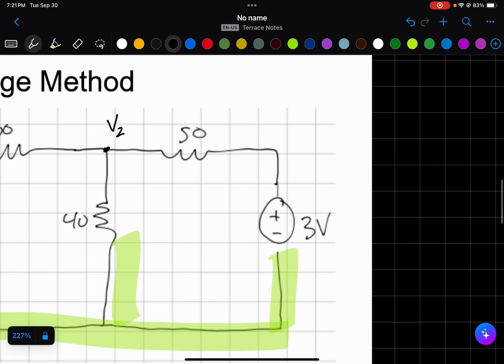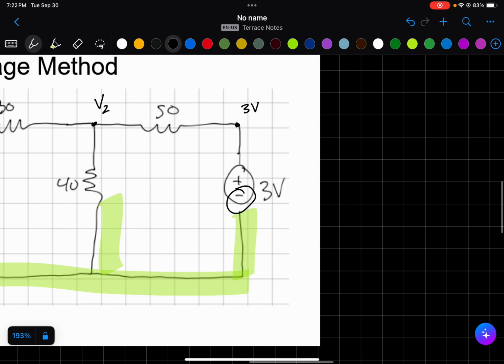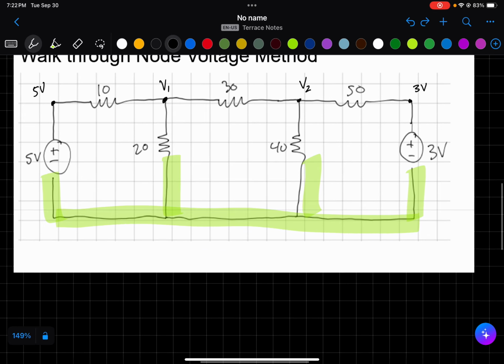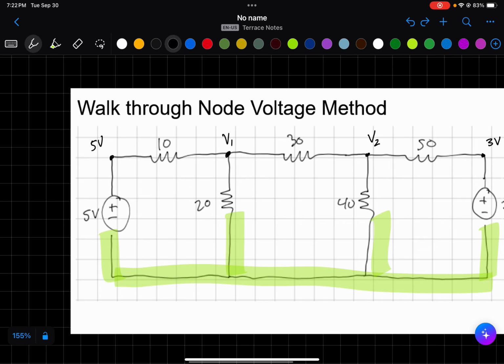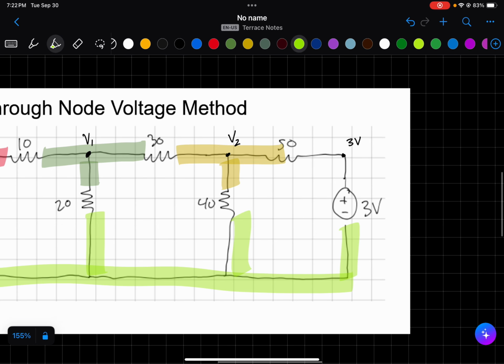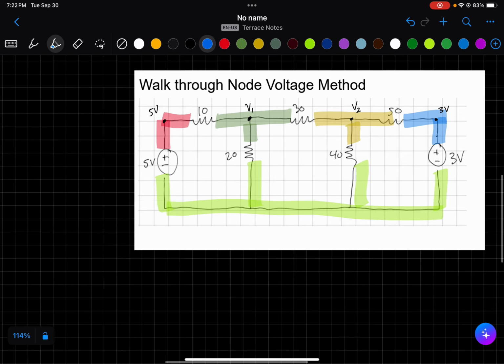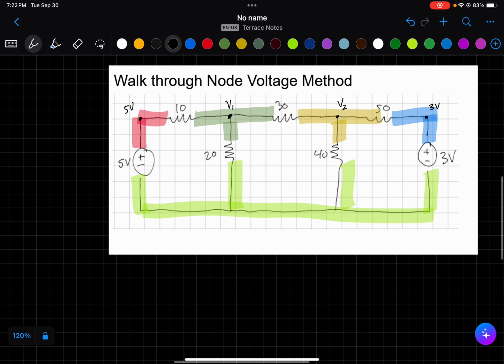Same thing here. We know that this node is 3 volts because the positive side of the voltage is 3, while the negative side down here is 0 volts. So 3 minus 0 is 3. Okay, I'm gonna start off with highlighting our nodes so it's easier to see. Alright, there are my nodes.